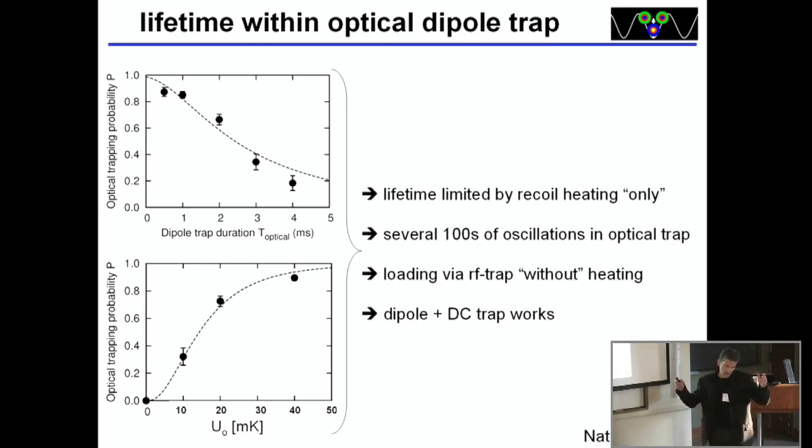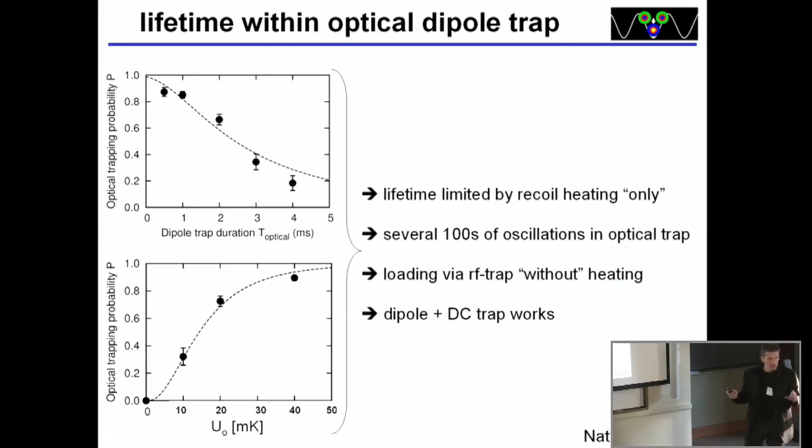And if you take now a 30 millikelvin deep trap, then it takes 3,000 scattering events to get you out, and this is then just 3 milliseconds. So this is still consistent with just recoil heating, and therefore we hope that by going to larger detuning and larger laser power, providing the same potential depth but less scattering, we get rid of this heating of our ions. Still, there were several hundreds of oscillations during this trapping period because it's 200 kilohertz.